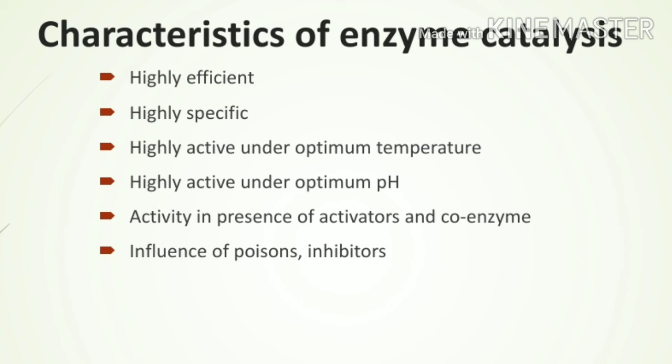On the other side, activators and coenzymes increase the activity of an enzyme, whereas poisons and inhibitors destroy or decrease the activity of an enzyme. These are the characteristics or properties of enzyme catalysis. That's very important from an exam point of view. You must study well. These are the characteristics of enzyme catalysis.